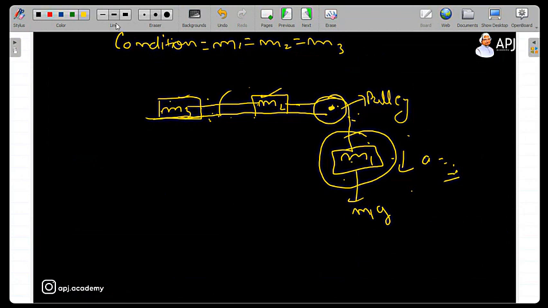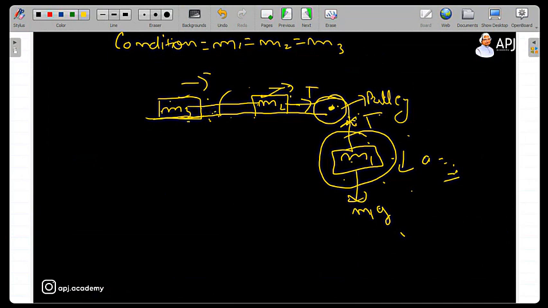First of all, tell me, if the M1g force due to the mass of the M1 block is acting downwards, then there is a tension upwards in the string. Okay, tension T is upwards. That tension T is pulling both the blocks, M2 towards the right side and M3 as well.